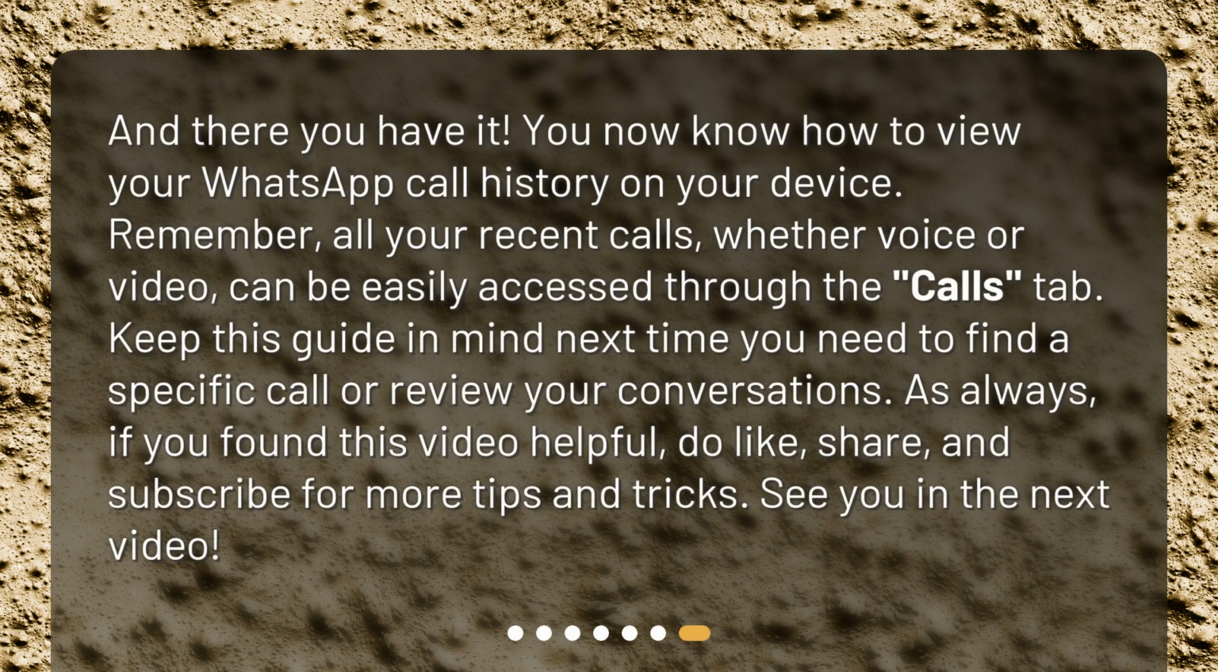And there you have it. You now know how to view your WhatsApp call history on your device. Remember, all your recent calls, whether voice or video, can be easily accessed through the Calls tab. Keep this guide in mind next time you need to find a specific call or review your conversations.